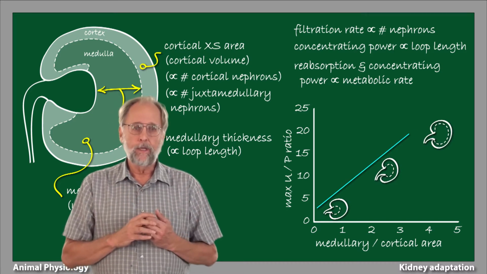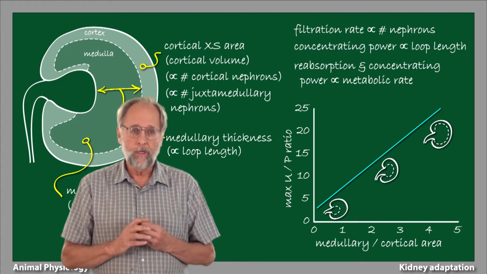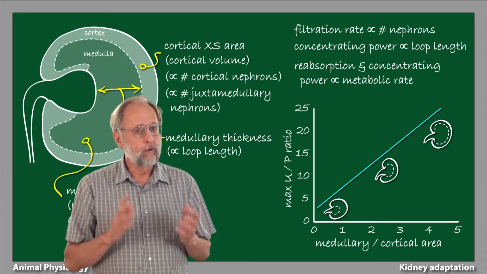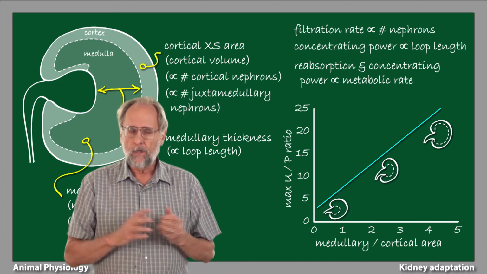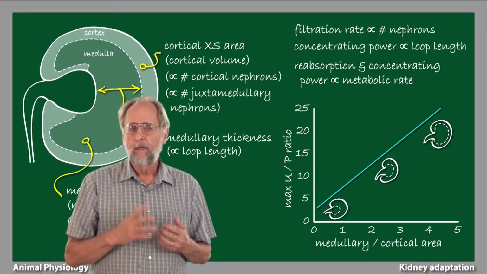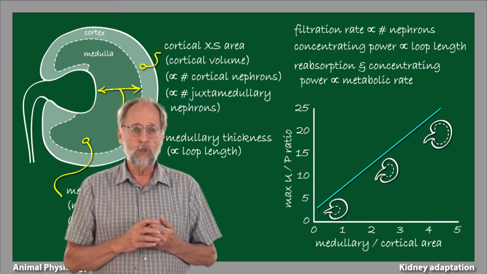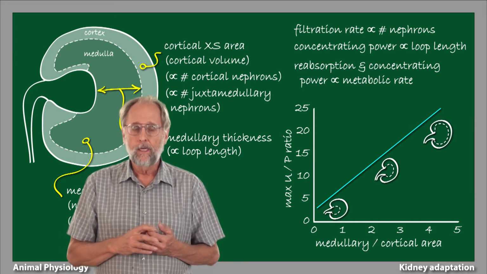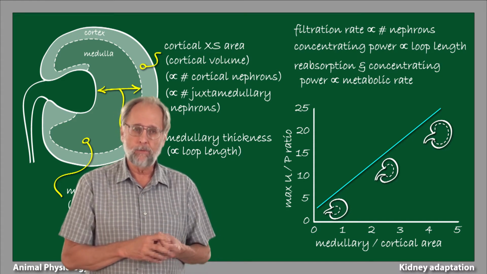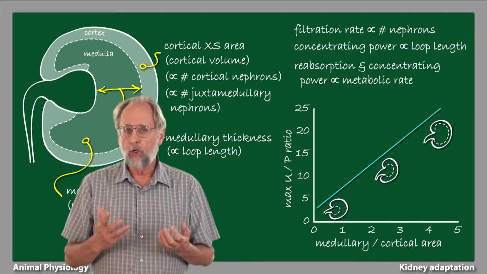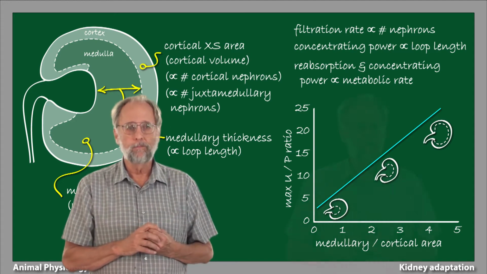There's a pretty tight relationship between the medullary cortical area ratio and the maximum U over P ratio. The proportionally greater this ratio is, the more the urine can be concentrated. The concentration ability is quite impressive. In kidneys with a very high medullary to cortical area ratio, such as in certain desert rodents like the kangaroo rat, the urine can be concentrated by as much as 25 times the concentration of the plasma from which it's derived. In humans, the maximum U over P ratio is on the order of 4 to 6.